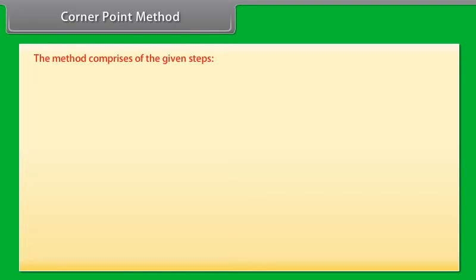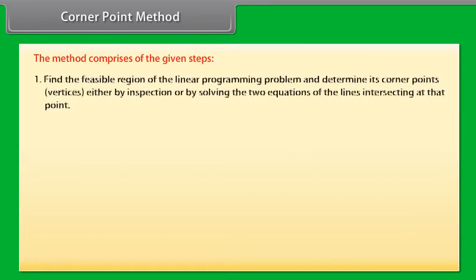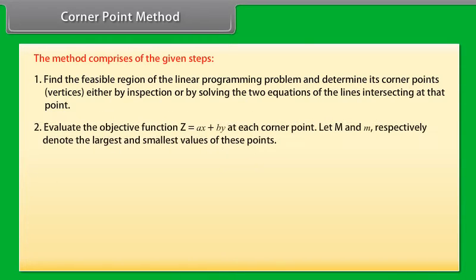The method comprises the given steps. 1. Find the feasible region of the linear programming problem and determine its corner points (vertices) either by inspection or by solving the two equations of the lines intersecting at that point. 2. Evaluate the objective function z = ax + by at each corner point. Let M and m respectively denote the largest and smallest values of these points.